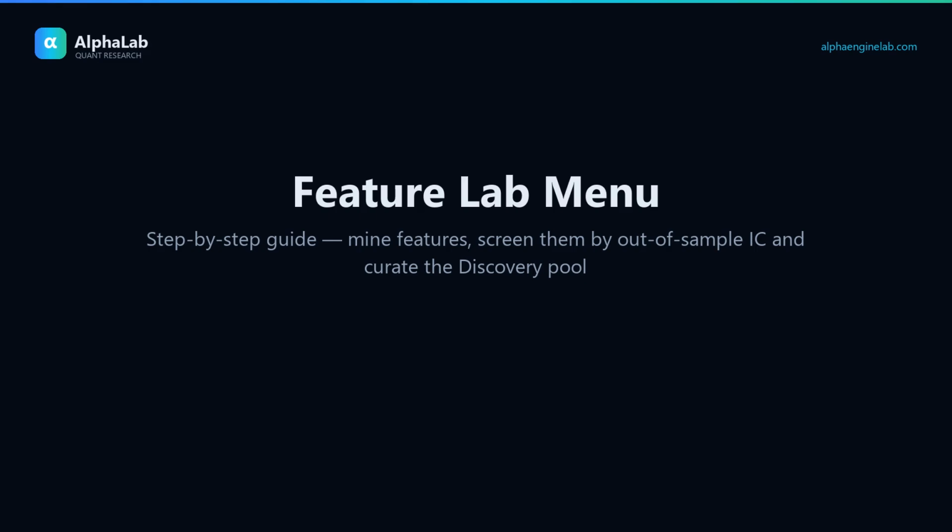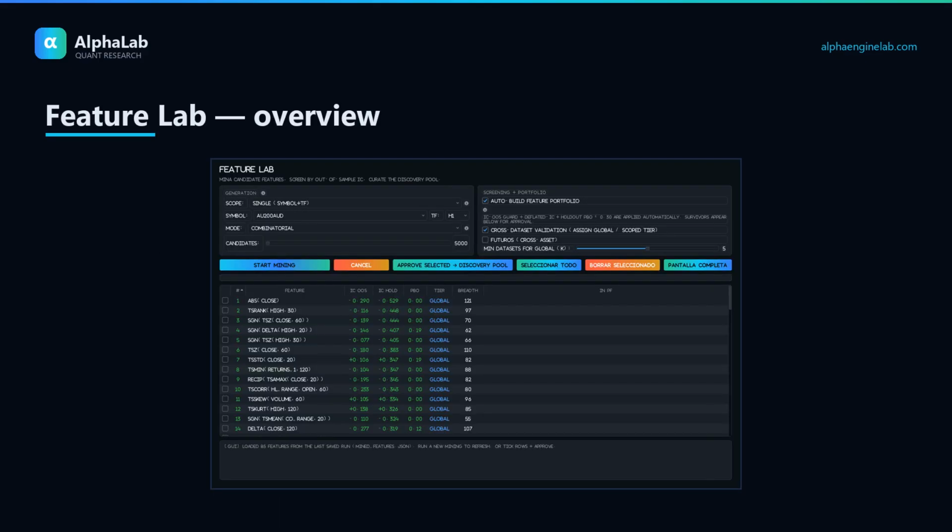Welcome to the tutorial for AlphaLab's Feature Lab menu. This is where you mine millions of candidate features, screen them by their out-of-sample information coefficient, review the survivors, and, after your approval, add them to the discovery pool. We'll go through every control, every button, every checkbox, and every table column, one by one, so you have no doubts. The Feature Lab menu has two configuration panels at the top.